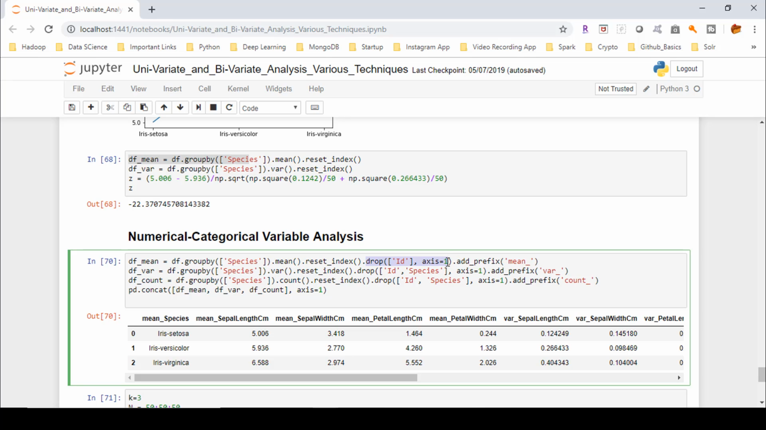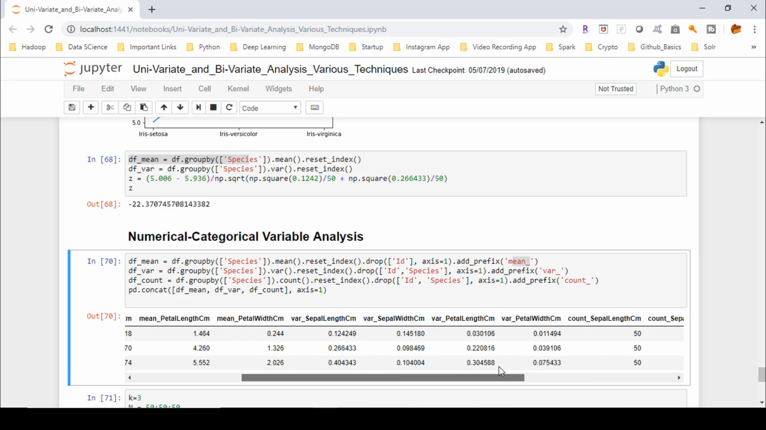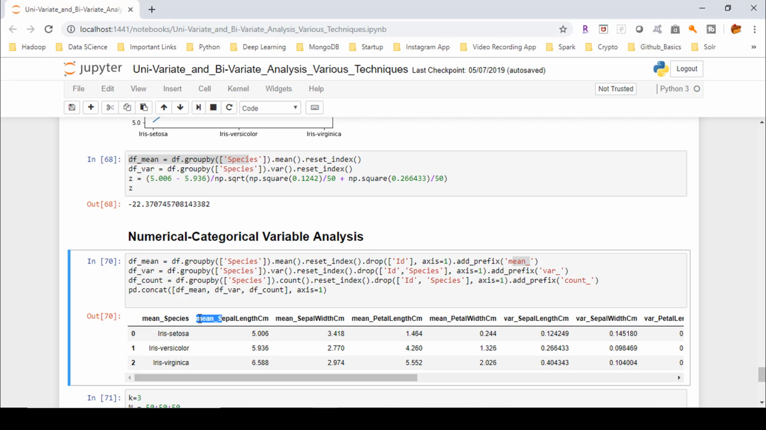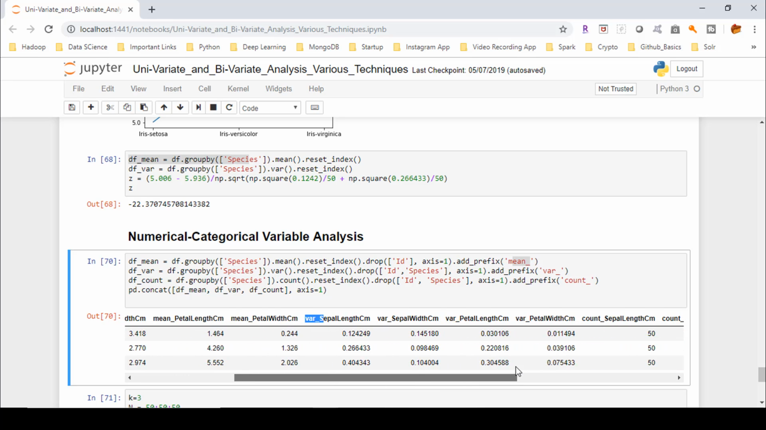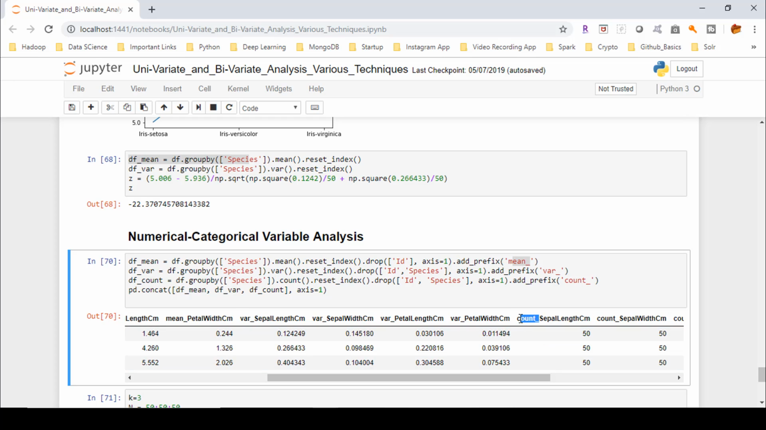If it is 0, then it's rows, and if axis is equal to 1, then it depicts column. So I'm dropping the ID column because we don't require it, and then I'm prefixing the values with individual identifiers. So if it is mean, then it should be prefixed by mean. Here you can see that. If you see here, this is prefixed by mean, so that means these are the mean values. If it is prefixed by var, these are the variance values, and if it is prefixed by count, then it is the count value.